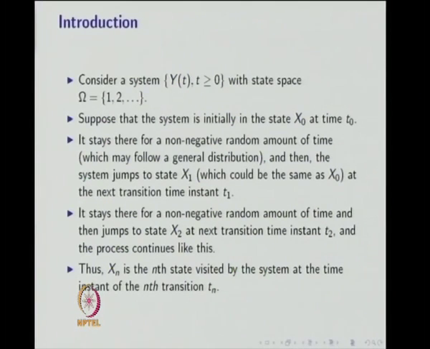It stays there for a non-negative random amount of time and then jumps to the state x2 at the next transition time instant t2, and the process continues like this. Thus, xn is the nth state visited by the system at the time instant of the nth transition tn. This can be depicted through the sample path. So, sample path means it's a trace.